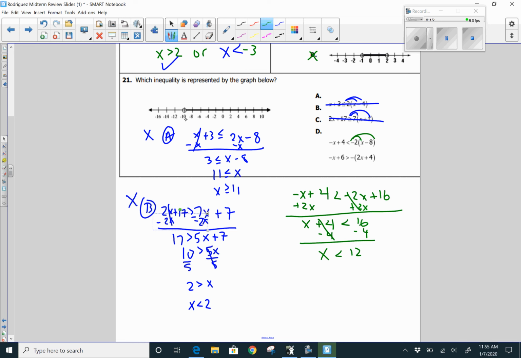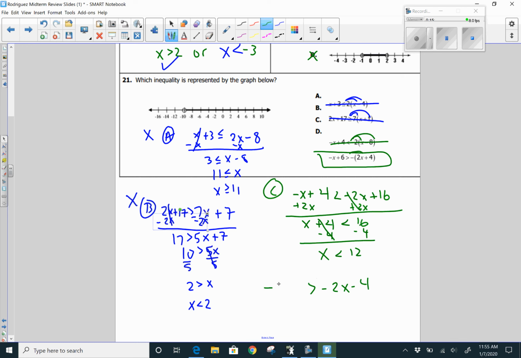Is that what that says? No, this says x is greater than negative 10. So that is not it. So this has to be it. But let's just prove it because, you know, watch it not be it. No, I'm just kidding. Okay, so negative times a 2x is negative 2x. Negative times positive 4 is negative 4.